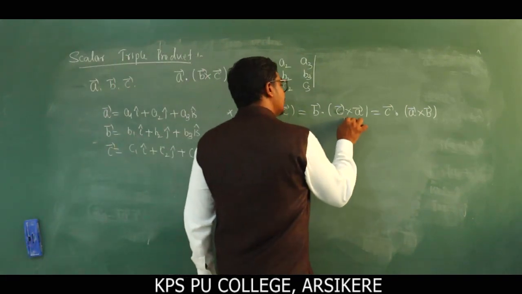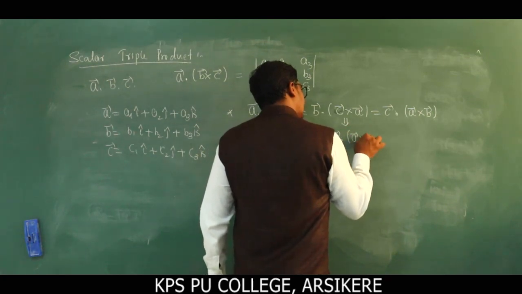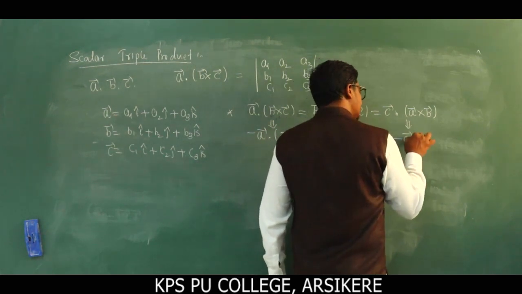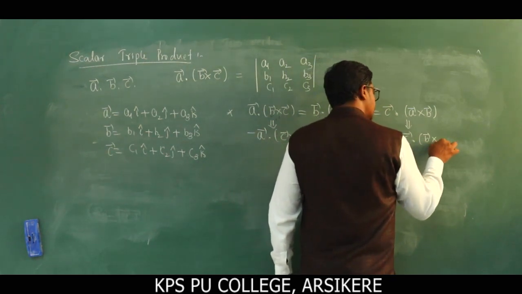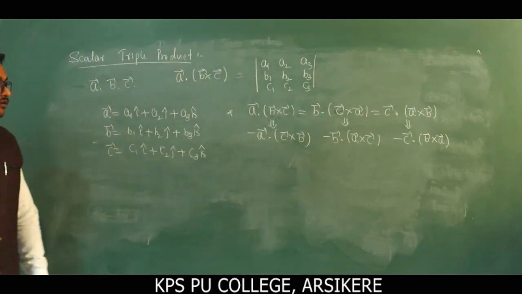Similarly for this one, this can be written as minus vector B dot A cross C. This is also minus vector C dot B cross A. These are the different forms.